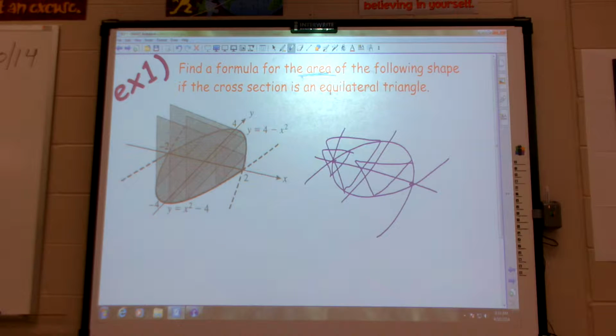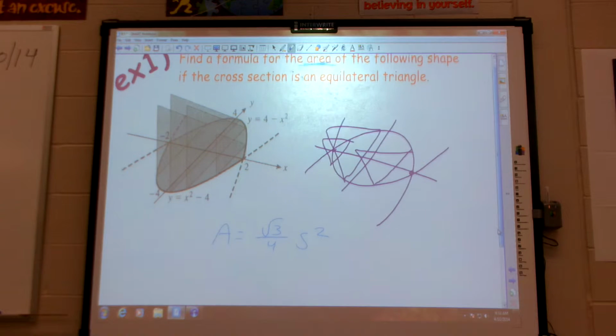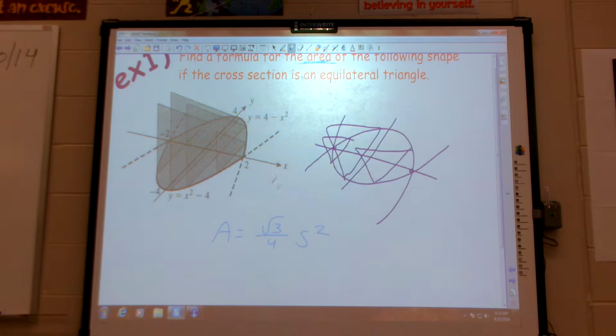Right now, I just want a formula for the area of this shape. Now, we know the area of an equilateral triangle, square root of 3 over 4 s squared, correct? Now, I need to find s. S is pretty generic. So if I look at my picture here, S is this. It's also this and it's also that, right? But those floating up into space don't help me at all. It's the one on the ground that's nice.